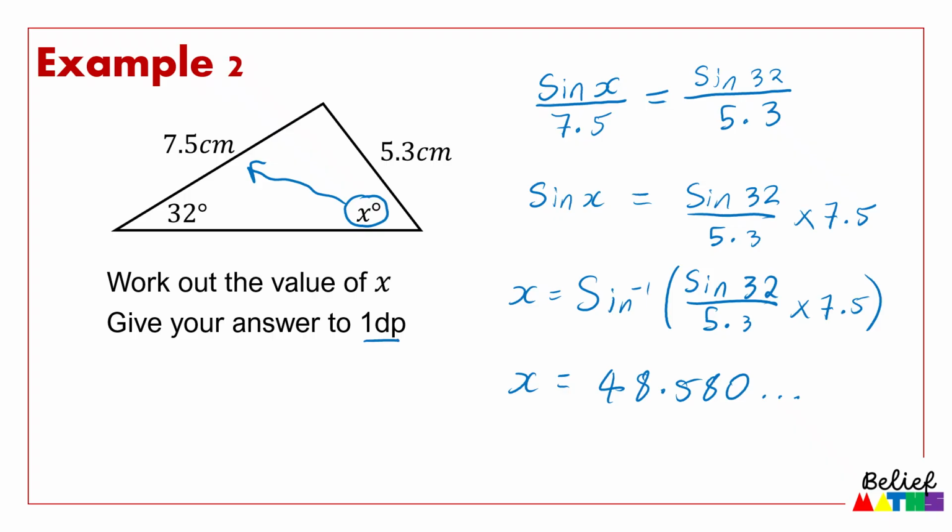And then we're going to round to one decimal place. So x is equal to 48.6 degrees. And that's the angle in that case. So remember, we always want that unknown in that top left-hand corner, and that sine is always going to be attached to our angles.